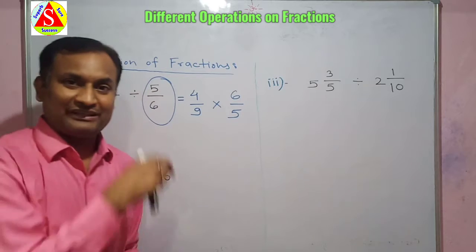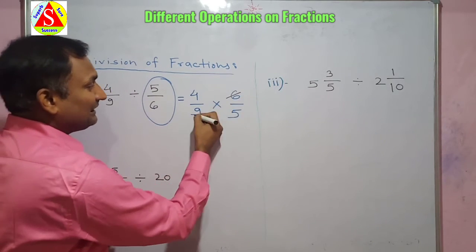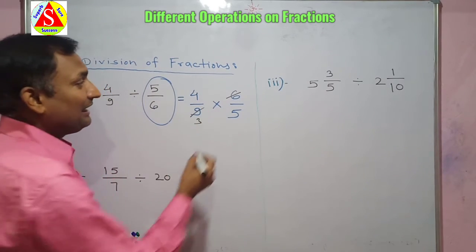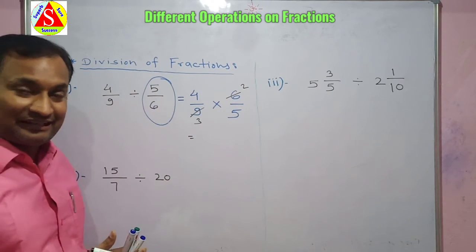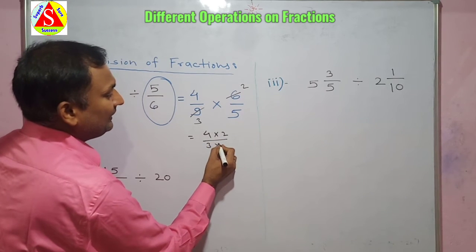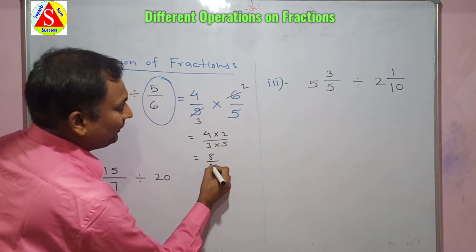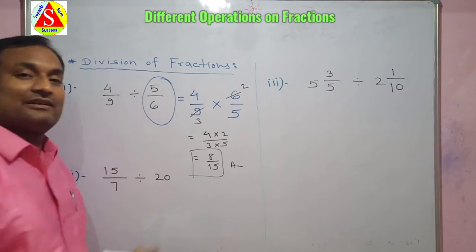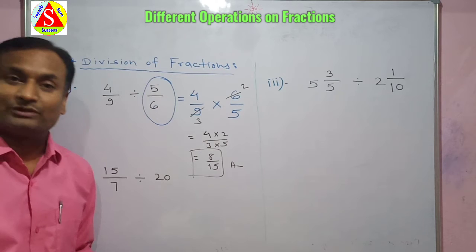Now we can cut it. Dear students, here we can cut 6 and 9 by a common factor 3. So 3 3s are 9 and 3 2s are 6. Now we cannot cut it again. So just multiply 4 into 2 and 3 into 5. So here we will have 8 upon 15. So this is the final answer, or we can say this is the division of the given two terms.